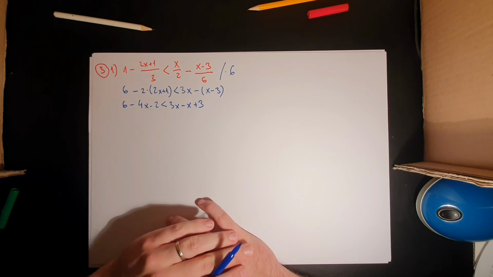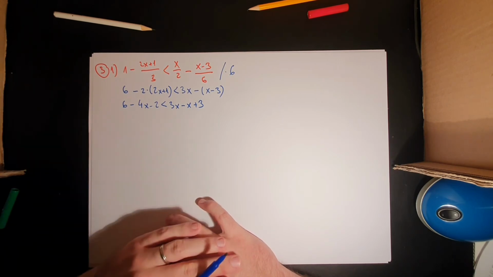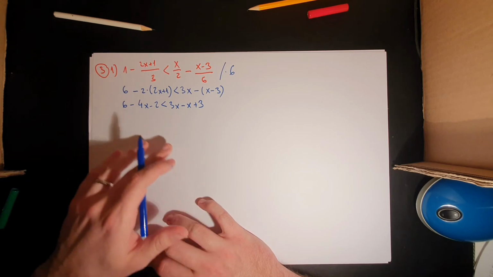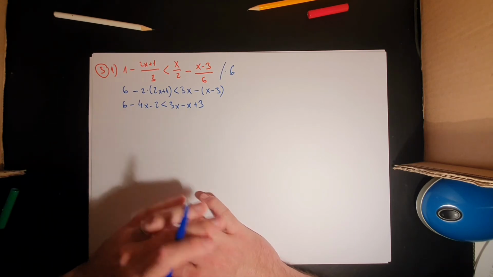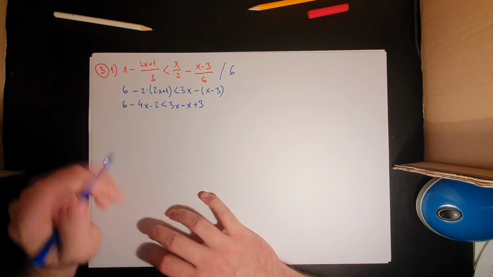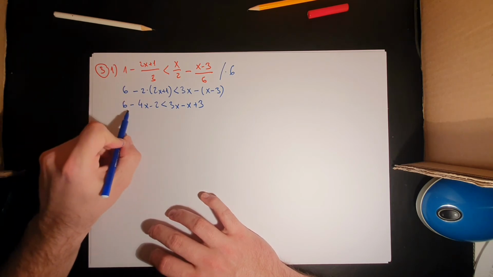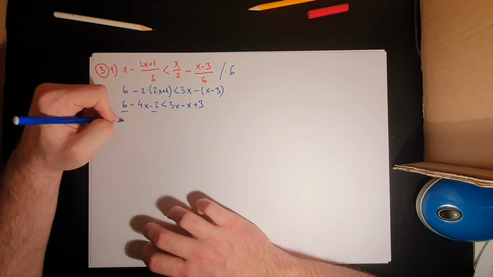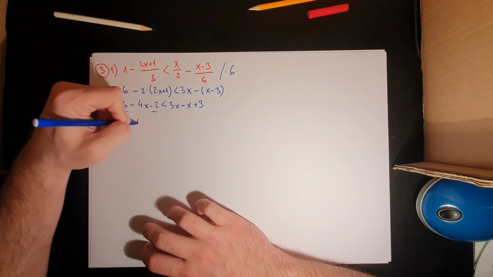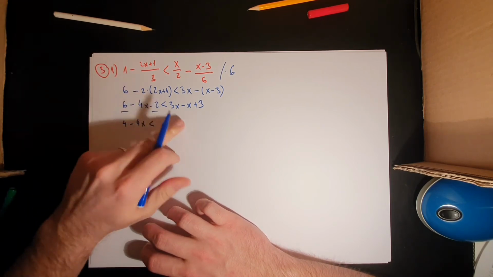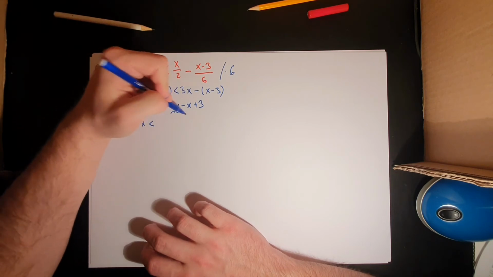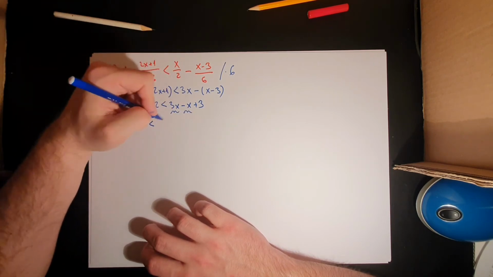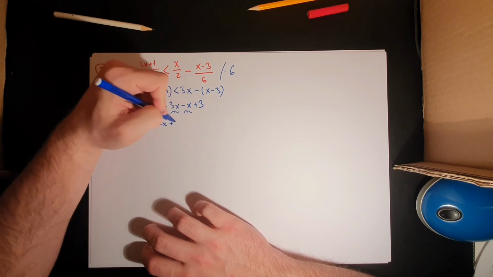Now, before I go into the method known, unknown on the sides, I can calculate things on each side to, let's say, simplify it. So what are we going to have here? 6 and minus 2 can be subtracted. So 6 minus 2 is 4, minus 4x is less than, on the right side we have 3x minus x, which leaves us with 2x and plus 3.